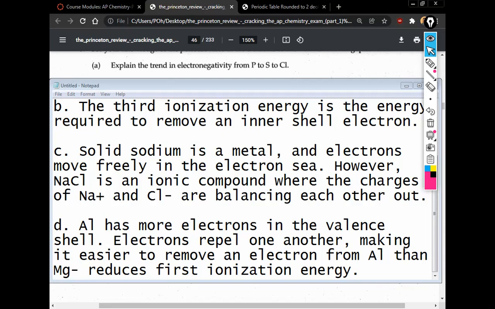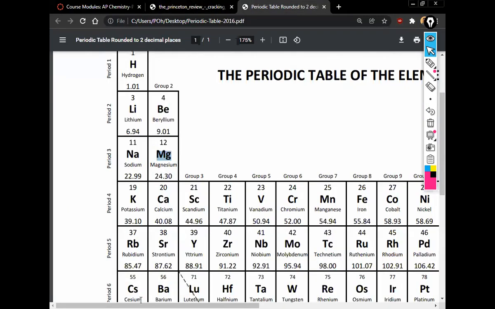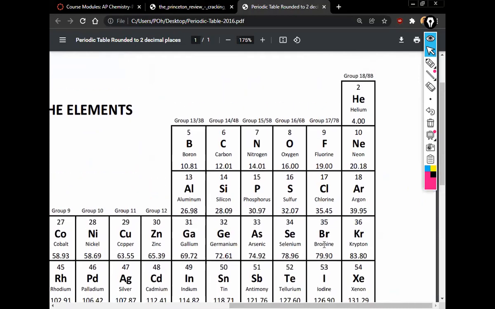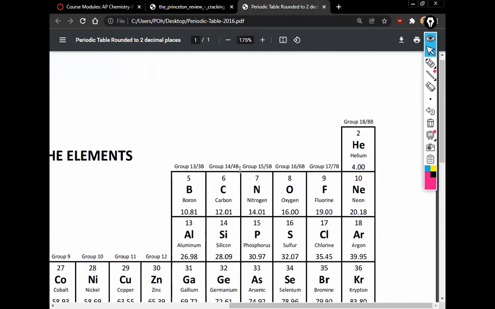Okay, let's go over the last one, guys, and then we'll be all done for the day. So we're going to explain the trend in electronegativity from phosphorus, sulfur to chlorine. Since it talks about all three of them, you need to mention all three in your answer. Now, we already know the trend, right? As we go from P to S to Cl, does it get more electronegative or less electronegative? It's going to get more electronegative.